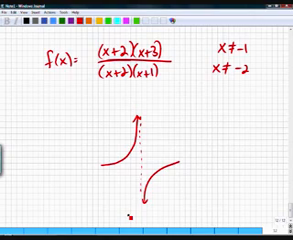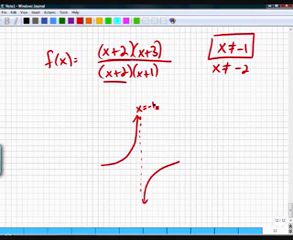So what happens is when you have a factor of the bottom that's not a factor of the top, notice x plus 2. Is x plus 2 also on the top? Yes, that's not a vertical asymptote. You have a vertical asymptote at x equals negative 1. So if this is the line x equals negative 1, that's kind of what this graph would look like. So vertical asymptotes appear where you have something that's a factor of the bottom that's not also a factor of the top. Any questions?